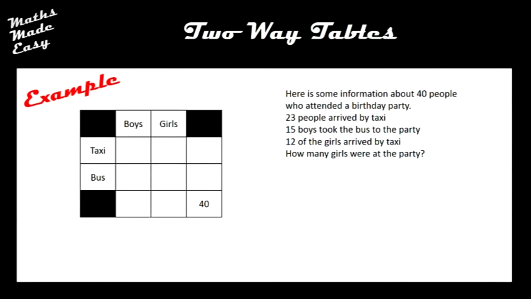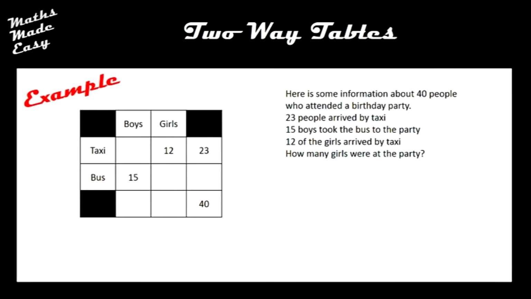And then I'm going to work through this text, plucking out the various bits of information and adding it to my diagram. So 23 people arrived by taxi. I find the taxi and this is a totals one, so it goes in that box there. 15 of the boys took the bus to the party, so I need to find the box that has boys and bus, and it's that one there, and I add my 15 in. 12 of the girls arrived by taxi, so I find the box that corresponds with girls and taxi, and I put my information in there.